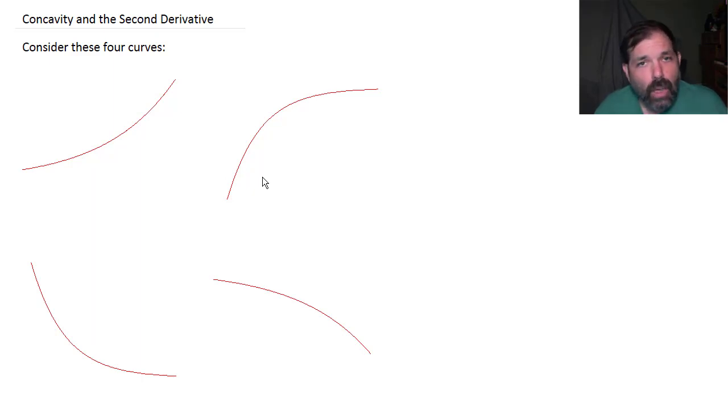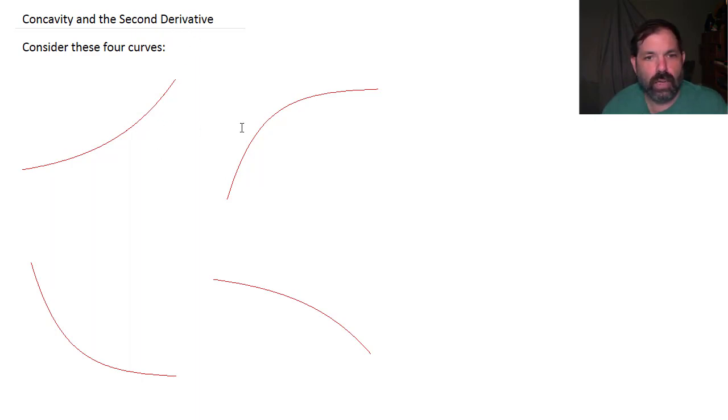Hello again. In the last topic, we studied how the first derivative affects the shape of a graph. In this video, we are going to look at a new topic called concavity and how the second derivative and the concavity of a graph are connected. So let's look at these four curves.